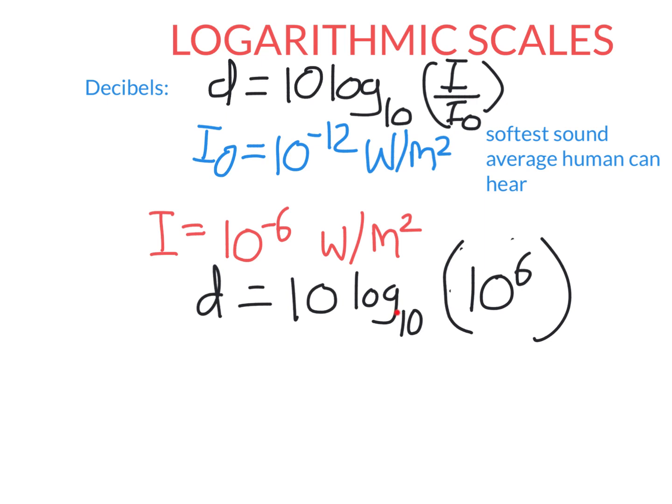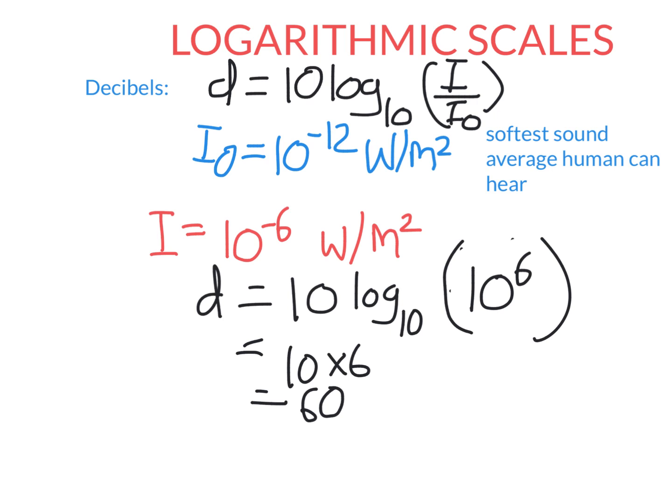So log base 10 of 10 to the power of 6. What do you raise 10 to get 10 to the power of 6? Well, you raise it to the power of 6. So that would be D equals 10 times 6, which is 60. So a sound that emits this energy would be 60 decibels.